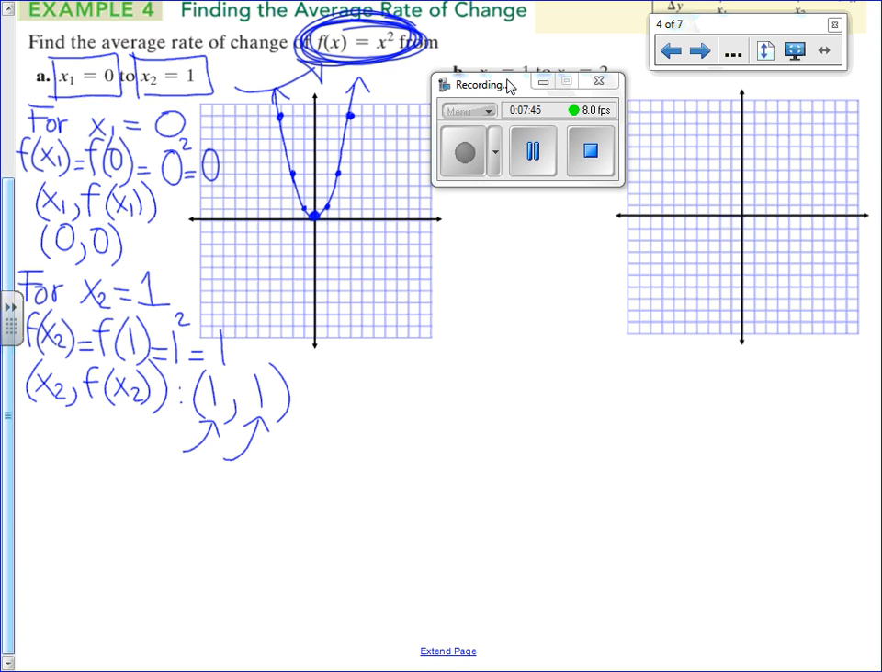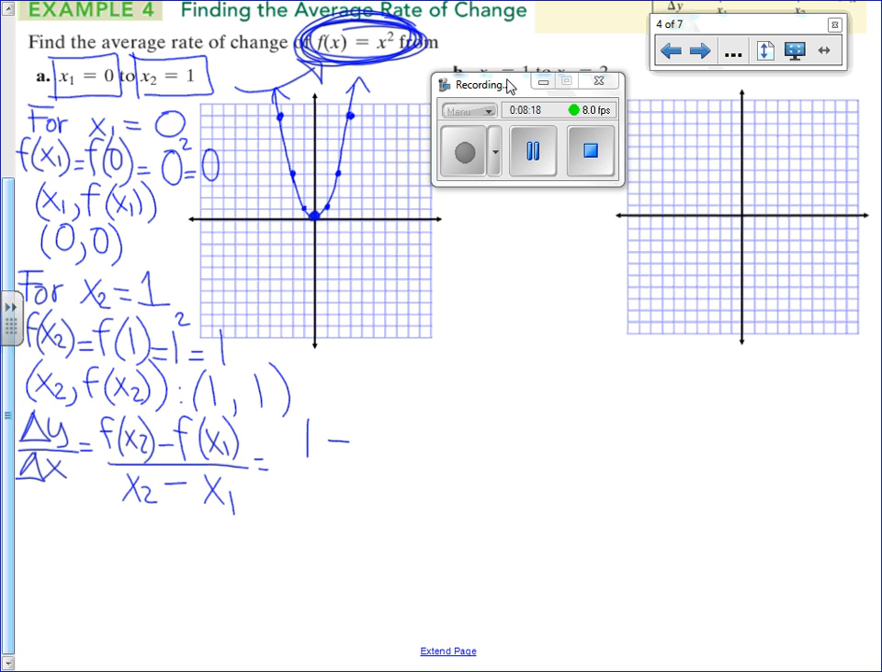All right. Now let's go ahead and calculate the rate of change between those 2 points, and then we will trace the secant line. So the rate of change, by using the formula given to us, delta y over delta x, we know that we need f of x sub 2 minus f of x sub 1 divided by x sub 2 minus x sub 1. And so that will look like this. F of x sub 2 is 1 minus f of x sub 1, which is 0, over x sub 2 is equal to 1, and x sub 1 is equal to 0. So from here we get 1 over 1, which is 1.